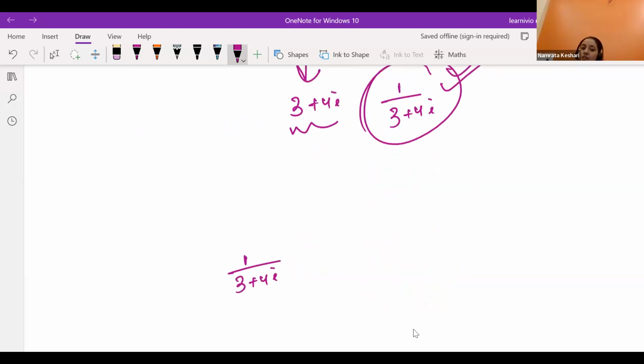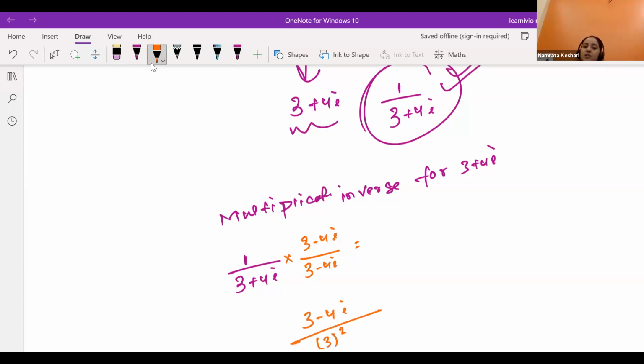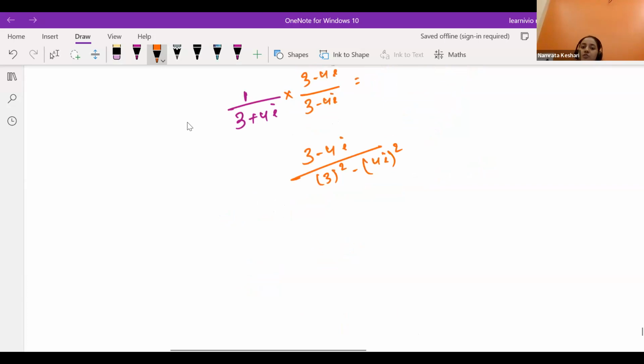This is the multiplicative inverse, we know that. Okay, this is the multiplicative inverse for 3 plus 4i. But this way we cannot leave our answer. So for that we are going to do simplification. How will we do the simplification? We will multiply 3 minus 4i with the denominator and numerator as well. So in the numerator we end up getting 3 minus 4i, and in the denominator we have successfully created a square minus b square structure.